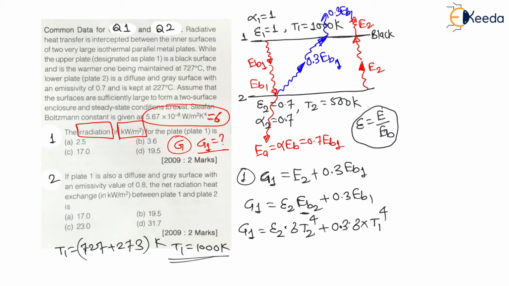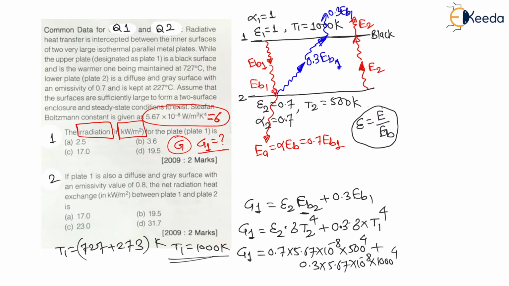So let us use this formula and let us find the answer. Therefore my dear students, this irradiation 1 is equal to 0.7 into 5.67 into 10 to the power minus 8 into T2, which is 500 power 4, plus 0.3 into 5.67 into 10 to the power minus 8 into T1, which is 1000 power 4, right? Let us put all the values and let us solve for G1, right?